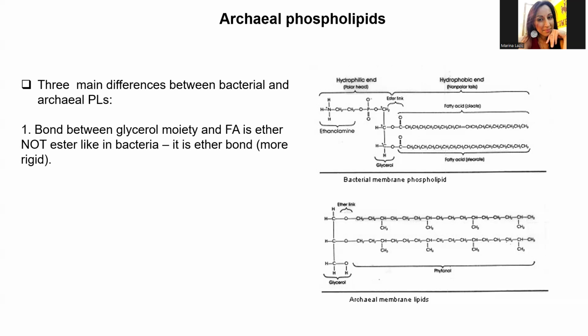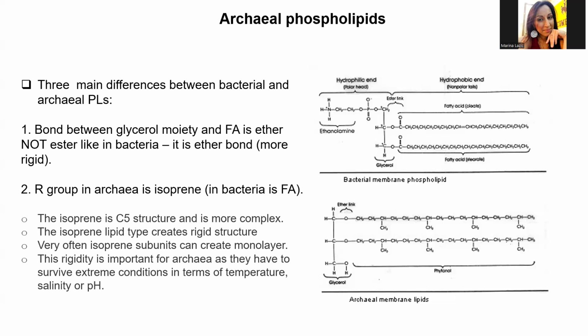But in archaea, there is an ether bond. And it's not fatty acid in archaea, it's isoprene. So the difference is, in archaea, you have ether, not ester bond, and instead of esterified fatty acids like in bacteria, you have isoprene. And the reason is quite easy to understand. Isoprene has 5 carbon molecules, and it is more complex, and it creates a very rigid and strong structure.